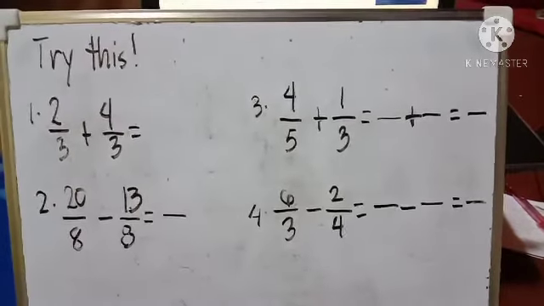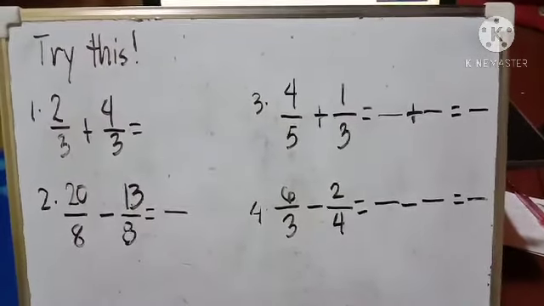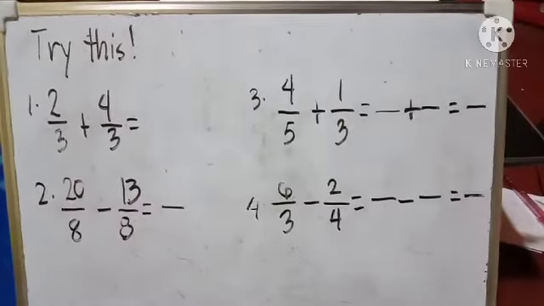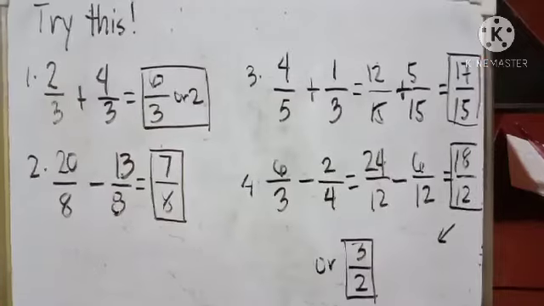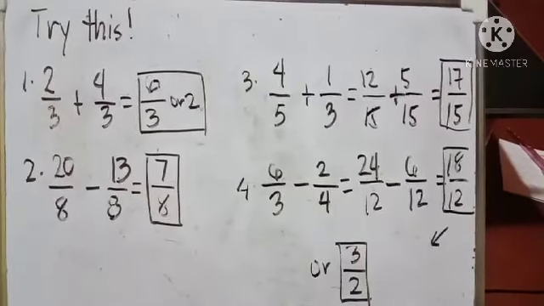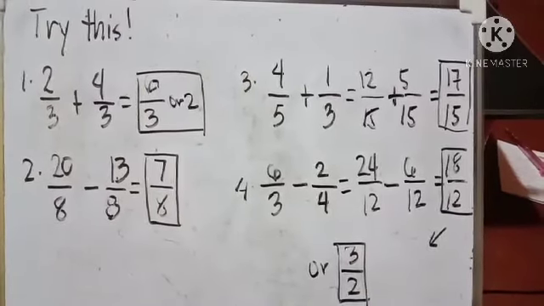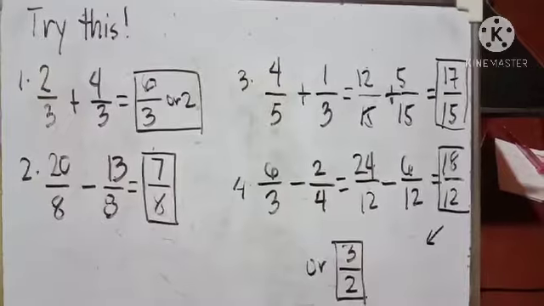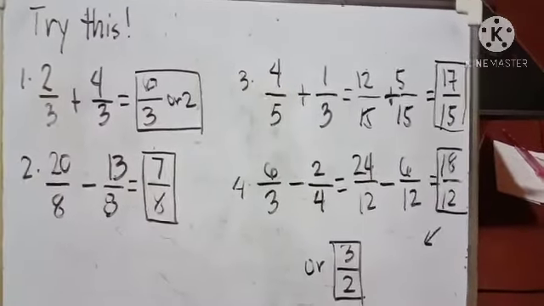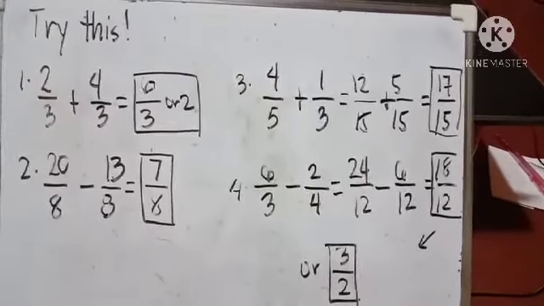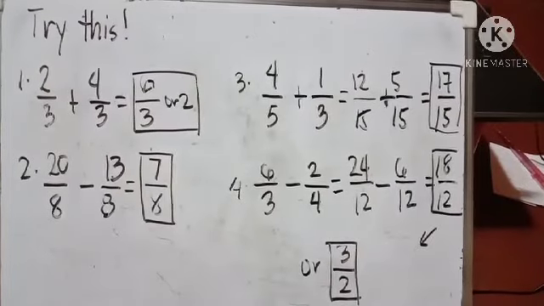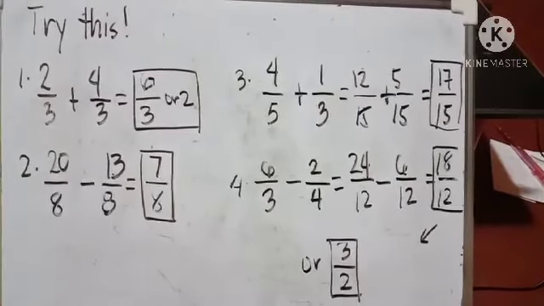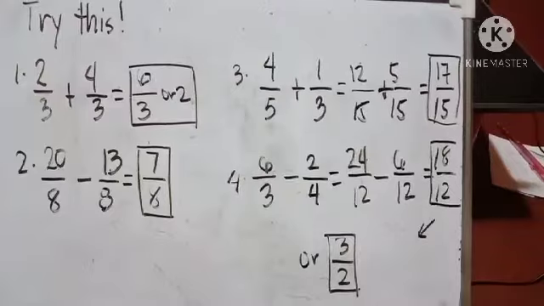Children, try this. Answer 1 to 4. You answer this on your paper. A few moments later. Okay, the answer number 1 is 6/3 or 2. You got the correct answer. About number 2, the answer is 7/8. Number 3, the answer is 17/15. And the answer number 4 is 18/12 or 3/2.